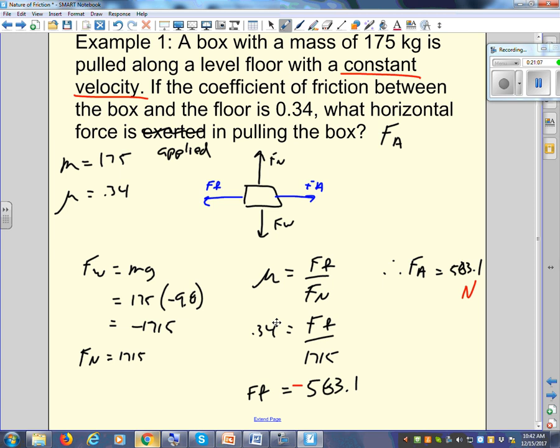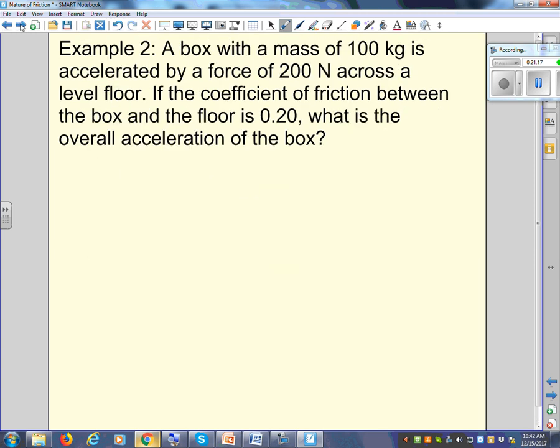Think they get harder? Of course they do. You'd be wrong, Paul. How can I make it a little bit harder? Well, instead of the force being balanced, I could make there be an overall acceleration. So let's look at this example then.